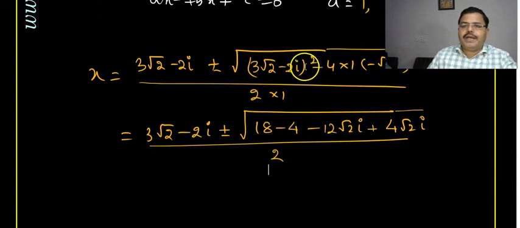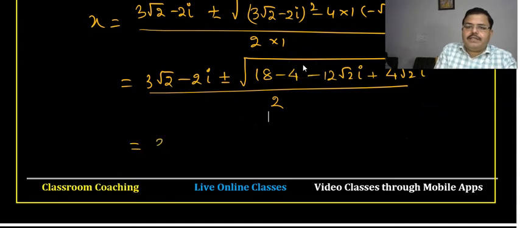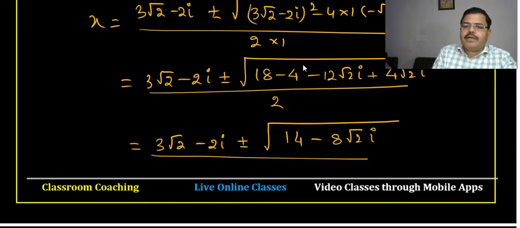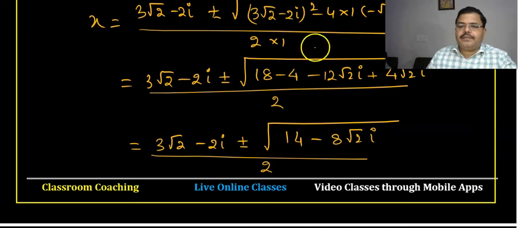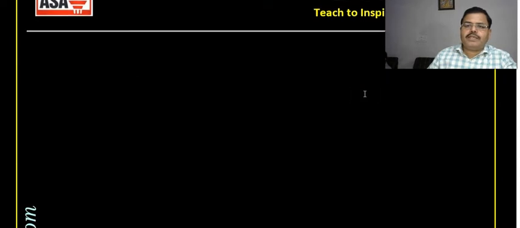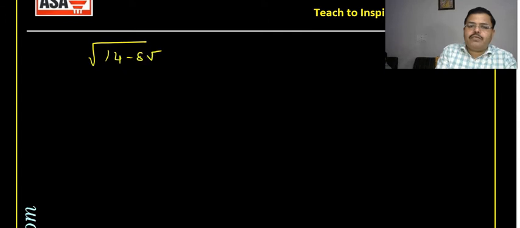So we can write it again. This is 3 root 2 minus 2 iota plus minus, 18 minus 4 is 14. So that will be 14 minus 12 root 2 iota plus 4 root 2 iota is minus 8 root 2 iota, and divided by 2. We will have to find now the square root of 14 minus 8 root 2 iota. Let me write the square root of 14 minus 8 root 2 iota.